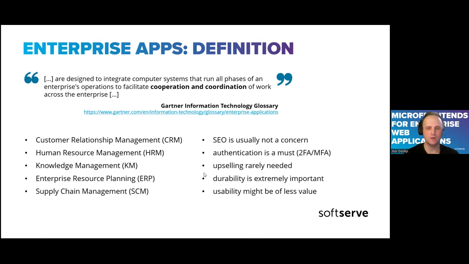And you rarely end up selling, like in e-commerce applications, right? We also need to spend extra time on durability. On the other hand, usability might be of less value because users of enterprise applications usually don't have much choice. They just have to use a specific application because it's part of an enterprise. It's adapted, right? What are the other things special about enterprise applications?